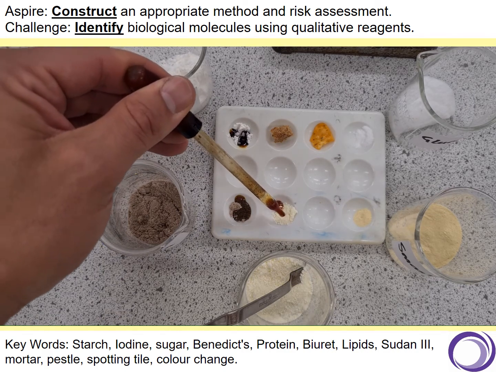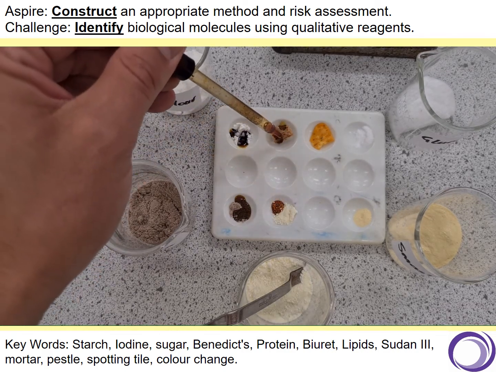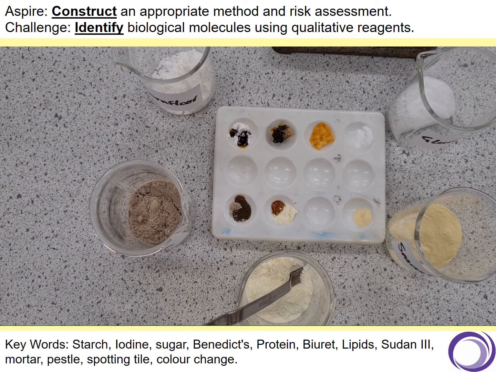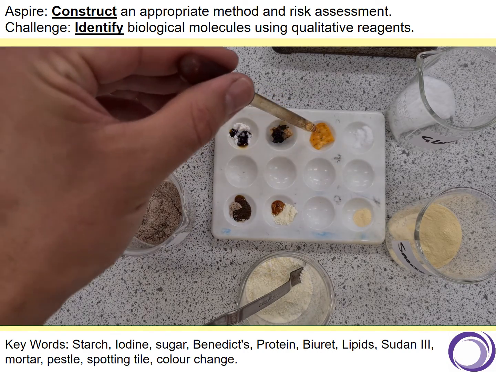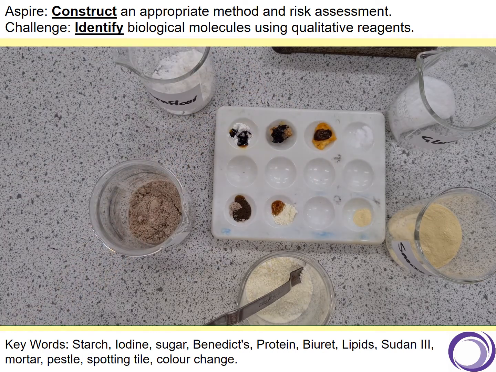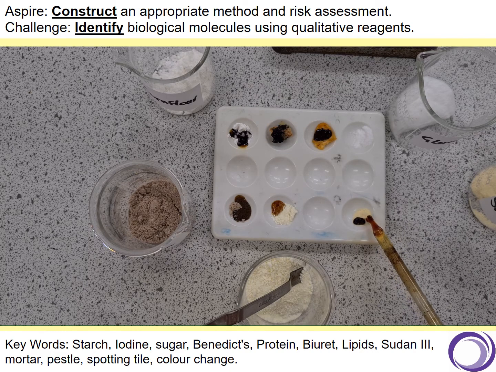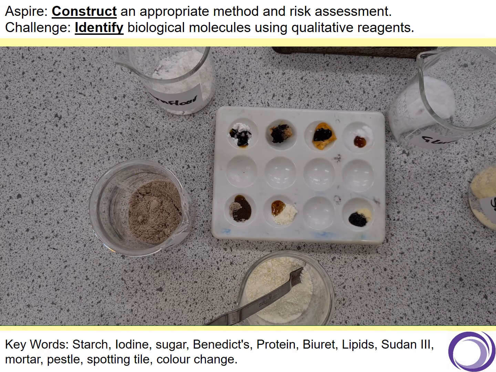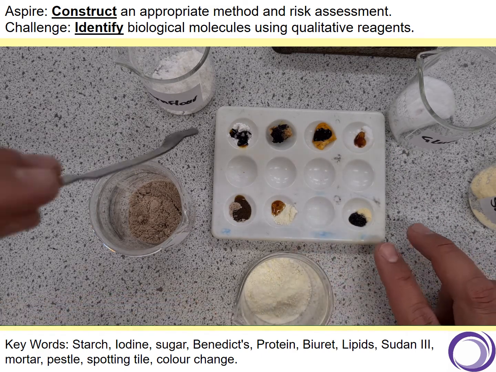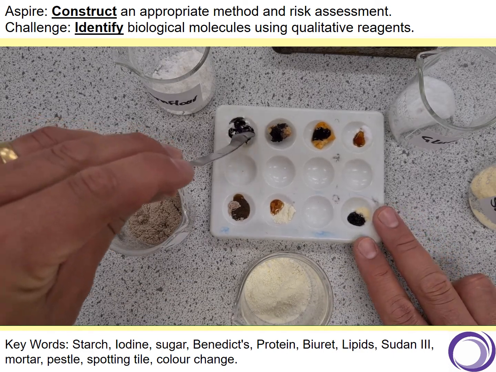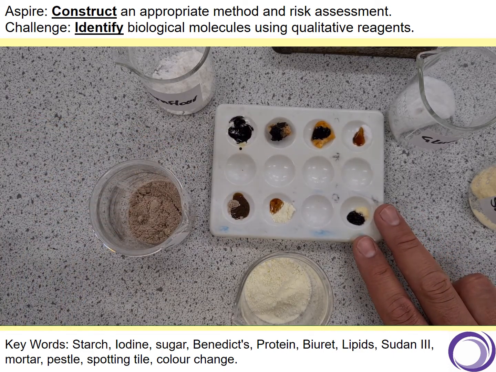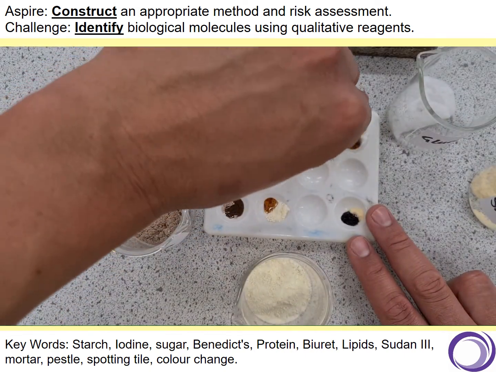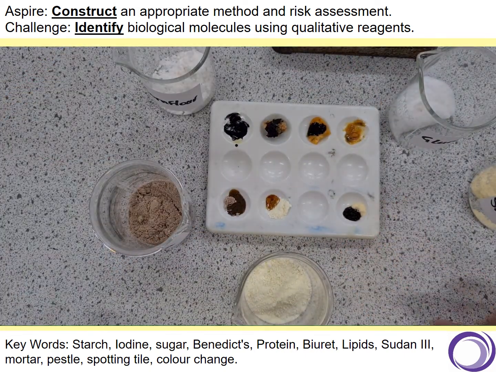Milk stays a nice brown. The bread turns black because it's got lots of starch in. The Doritos will turn black because it's got lots of starch in. Potatoes turn black, but the glucose will not turn black. All right, so you can see that these, if I just give it a mix, this one's turned a very, very black colour. Okay, but if I go over to the glucose, just give it a swirl around, that has stayed brown.